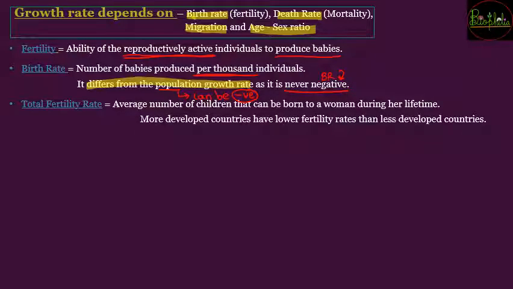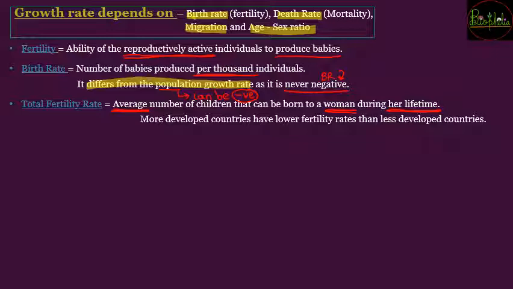Next is going to be total fertility rate. Total fertility rate is the average number of children. So it is an average quantity: the average number of children that can be born to a woman in her total lifetime. Total lifespan में a woman can give rise to how many children, that average is taken out, and that average is going to be the total fertility rate.